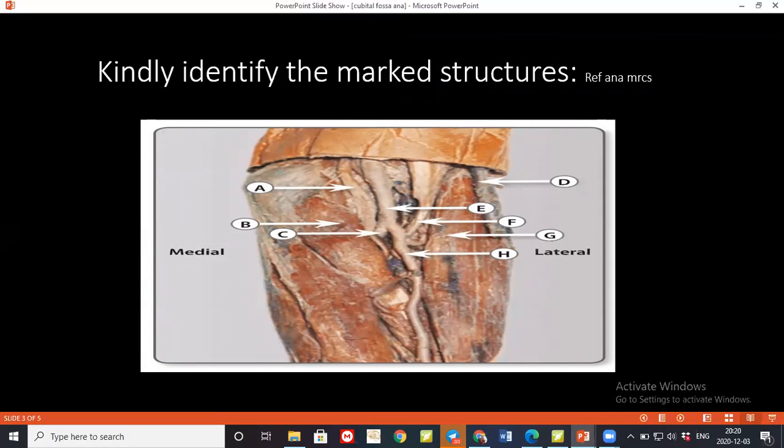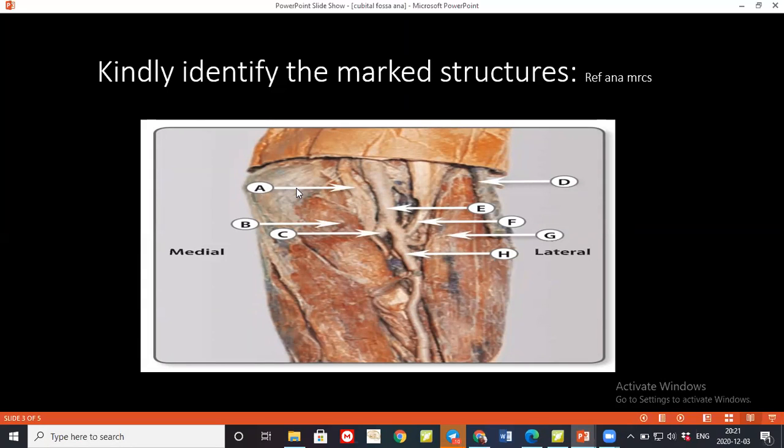For the roof, we have the fascia and subcutaneous tissue. And the floor is by the brachialis muscle. Yes. Can you identify structures from A to H?